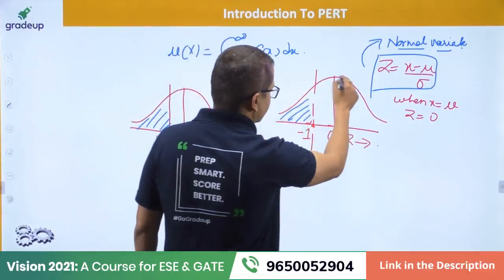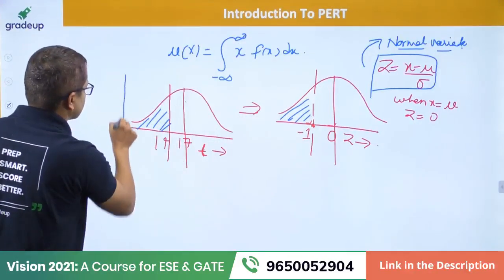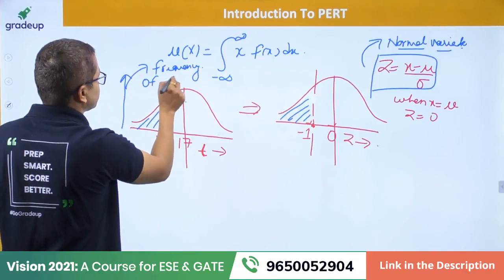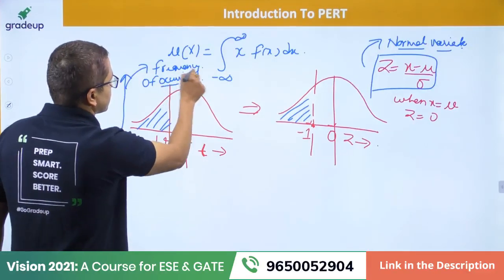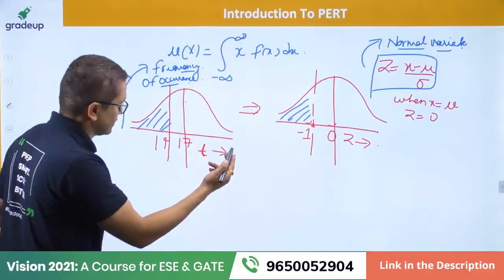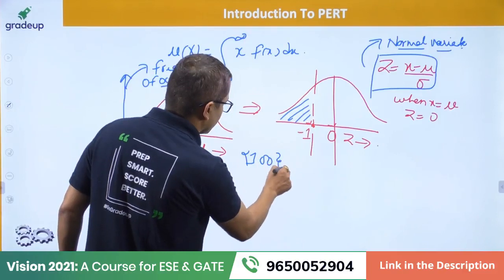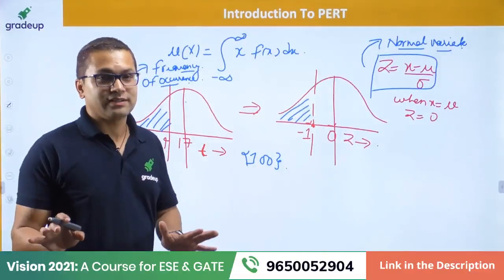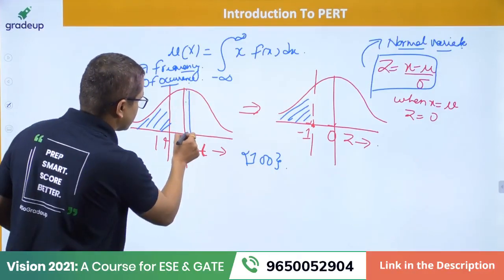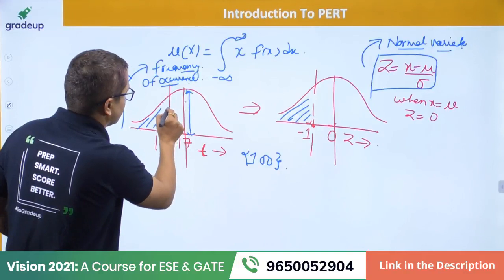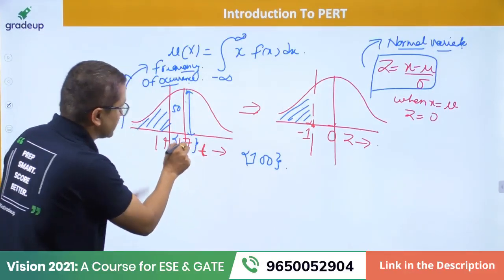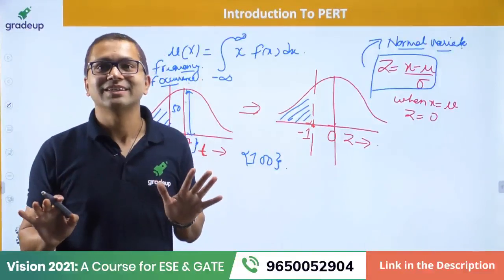Y-axis is nothing but frequency of occurrence, all right? How many times? Frequency of occurrence. It means that let's say you are trying to do a project 100 times, 100 number of times. So what it means is, in most of the times here, let's say this thing is 50. All right, and most of the times the project takes 17 days. That's why this is 17. Okay, if you are trying to understand this.